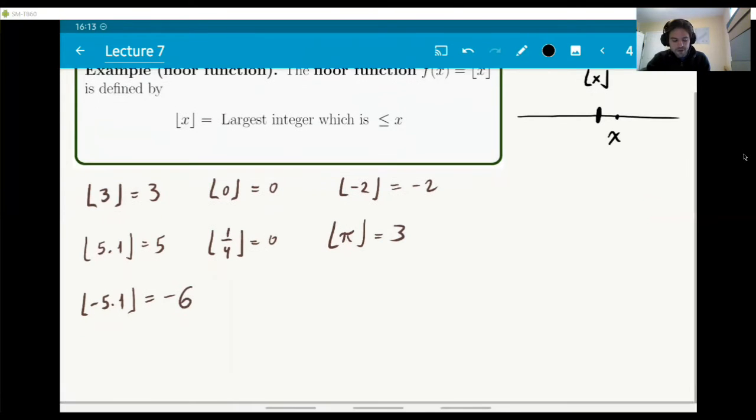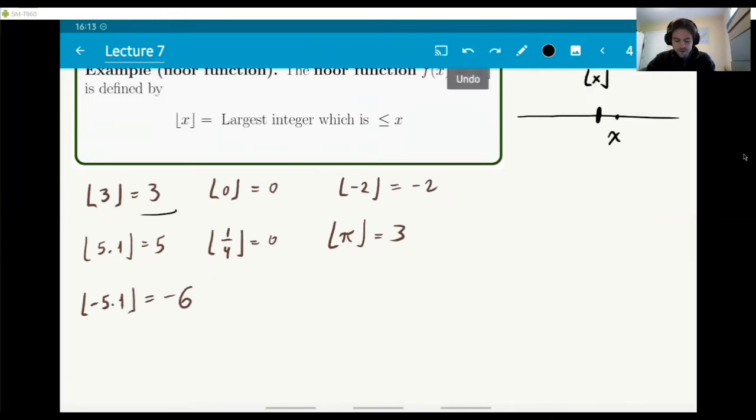The floor of integer numbers like 3, 0, or minus 2, those are the same as the numbers themselves. The floor of a fractional number like 5.1 will be the integer part of that, 5. 1/4 is 0.25, the integer part is 0. Pi is 3.14, so the integer part is 3. But just be careful about negative numbers.